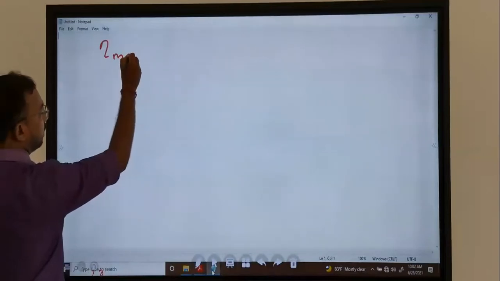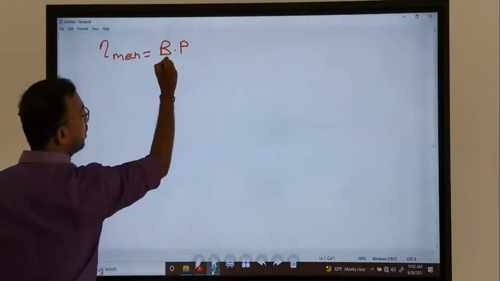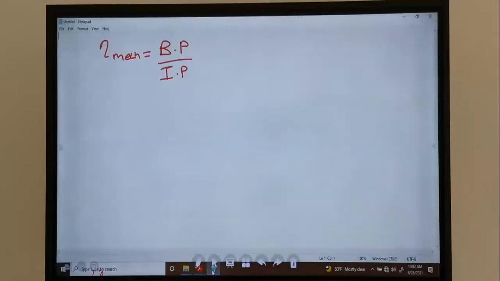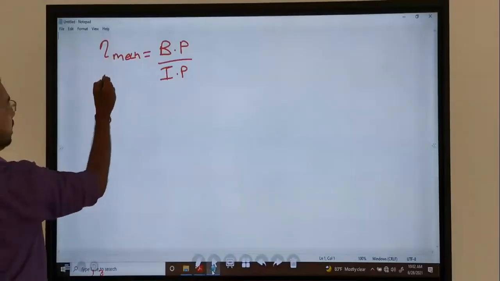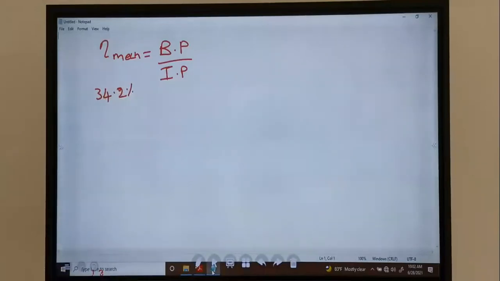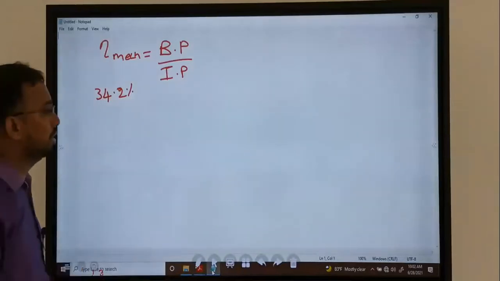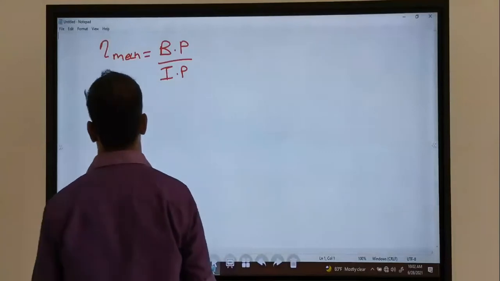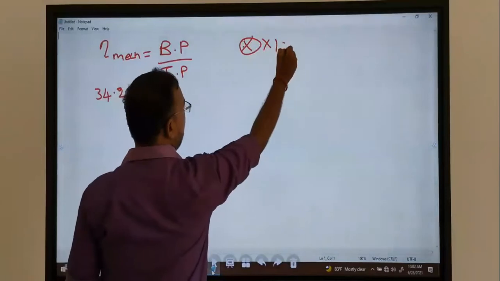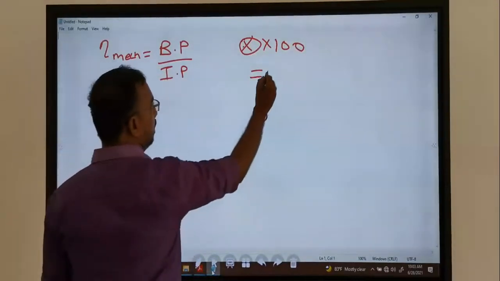So mechanical efficiency equals BP over IP. But here the mechanical efficiency is given as 34.2%. How does the percentage come? The percentage means multiplying by 100. A value multiplied by 100 comes out as a percentage.